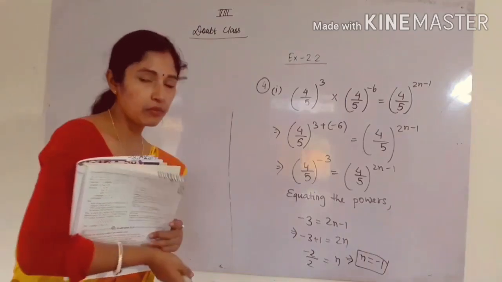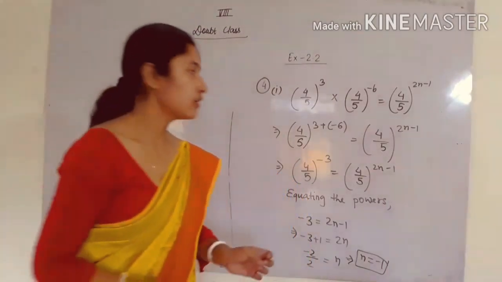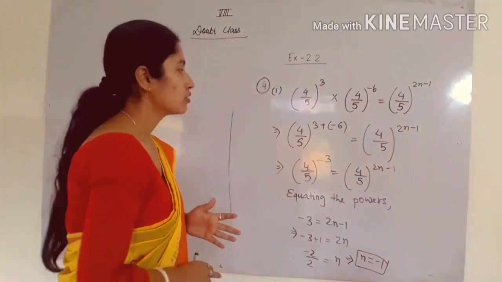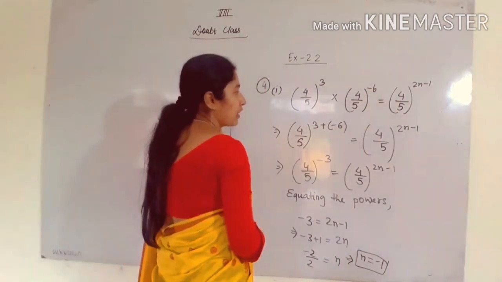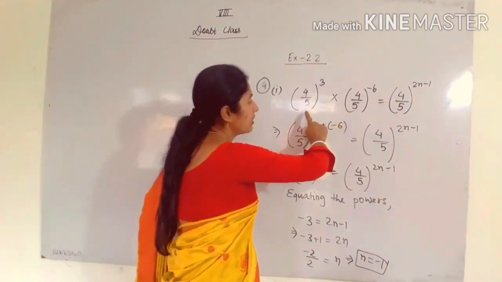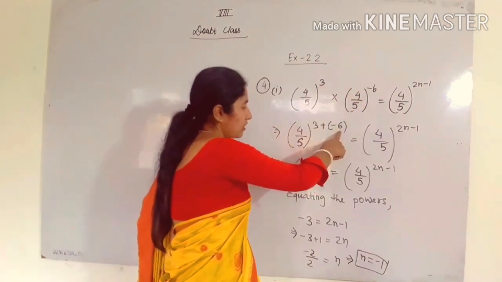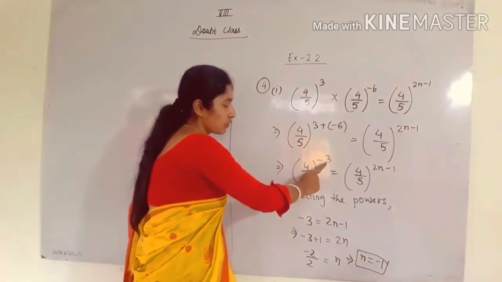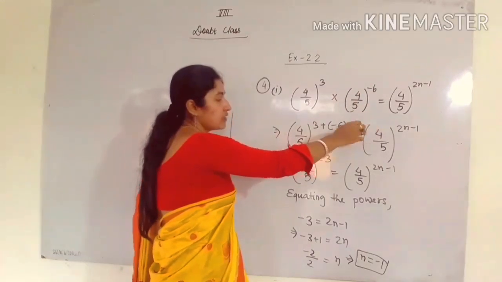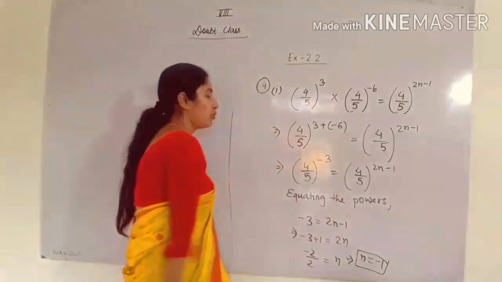Here, see, all the bases are the same. There are two parts, the left hand side and the right hand side. What we have to do, see here, these two terms are multiplied with each other. If the bases are the same, then we can add the powers. So we can write 3 plus minus 6. So 3 plus minus 6 will be what? Minus 3. Okay. And in the right hand side we have the same, that means we write the same, so that is 4 by 5 whole to the power 2n minus 1.